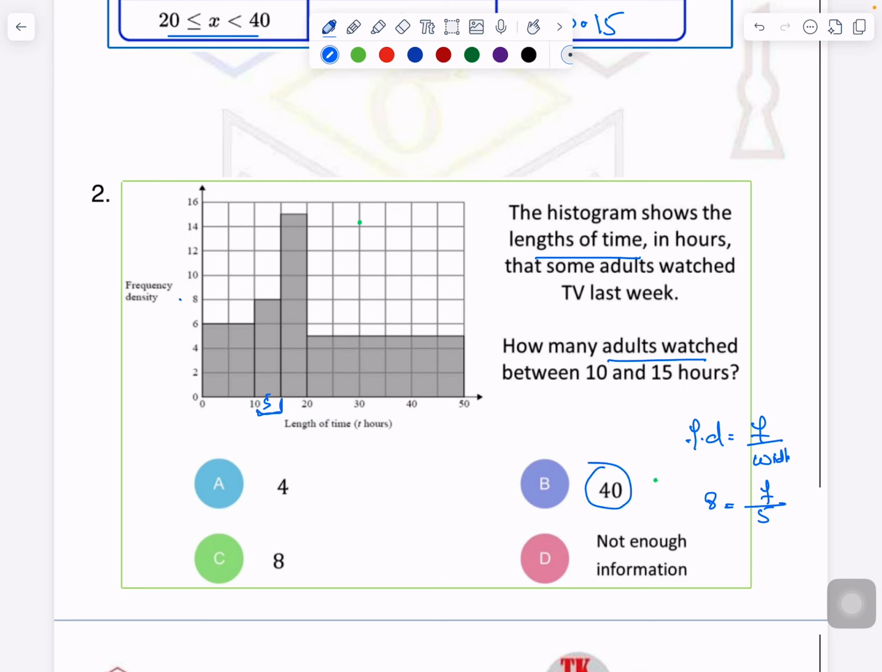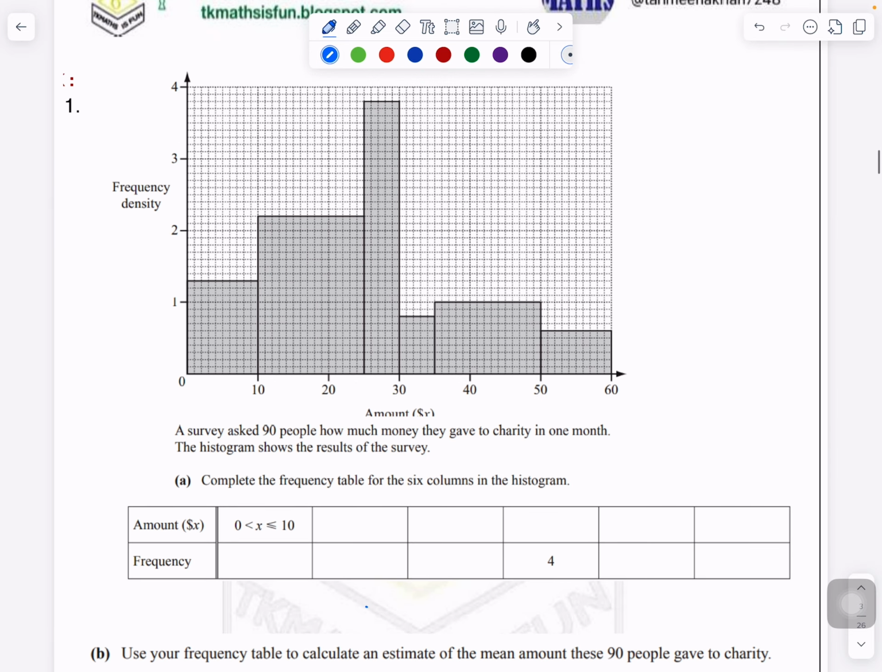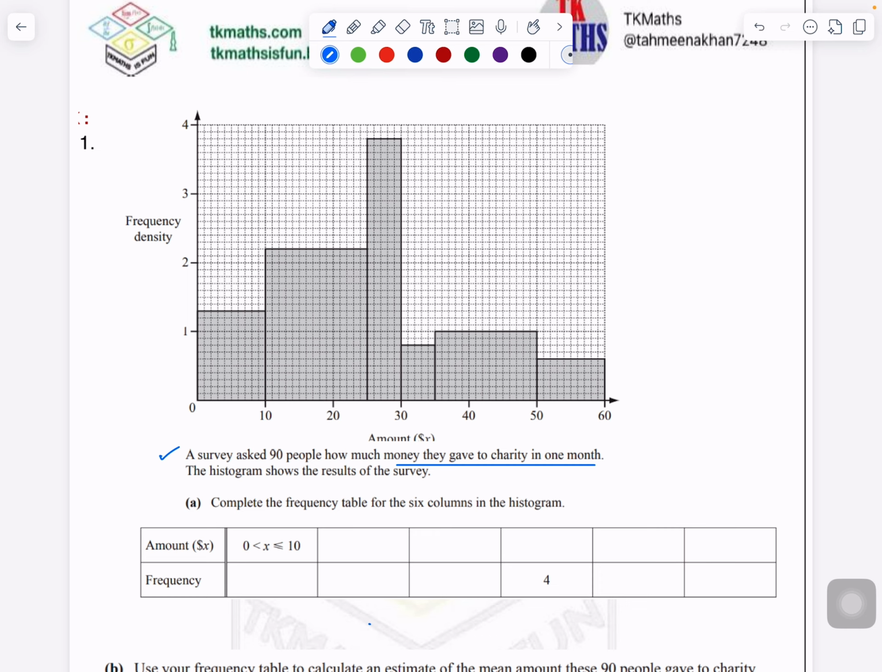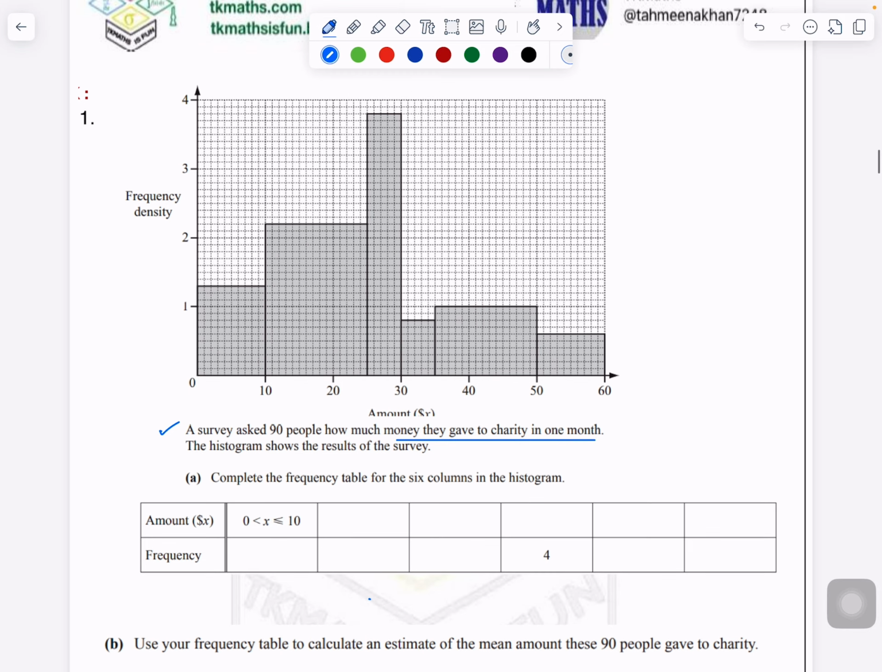Now let's do one past paper question and then we will end this video. The purpose is to go through one question in detail. The next video will have a challenging question. Now, a survey asked 90 people, I'm reading this. A survey asked 90 people how much money they give to charity in 1 month. The histogram shows the detail of the survey. You have to complete the frequency table first of all. Then we will see what was part B.